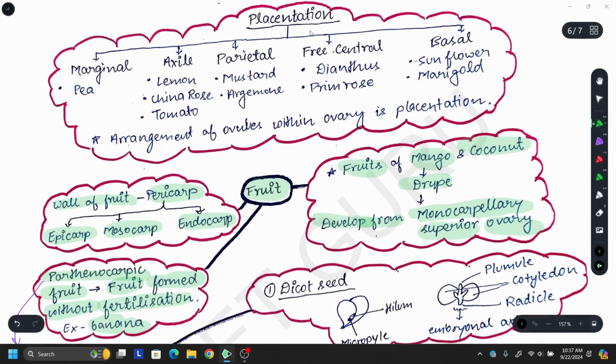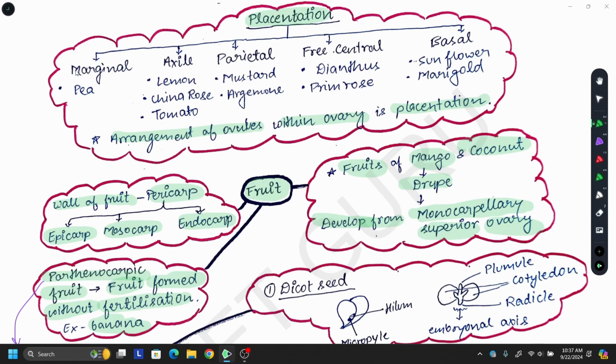Now coming to placentation. Placentation is basically the arrangement of ovules within the ovary. This is known as placentation. So we are seeing the arrangement of ovules inside the ovary. Okay. We should have studied this topic before the fruit, but that's okay. So we are seeing the arrangement of ovules within the ovary.